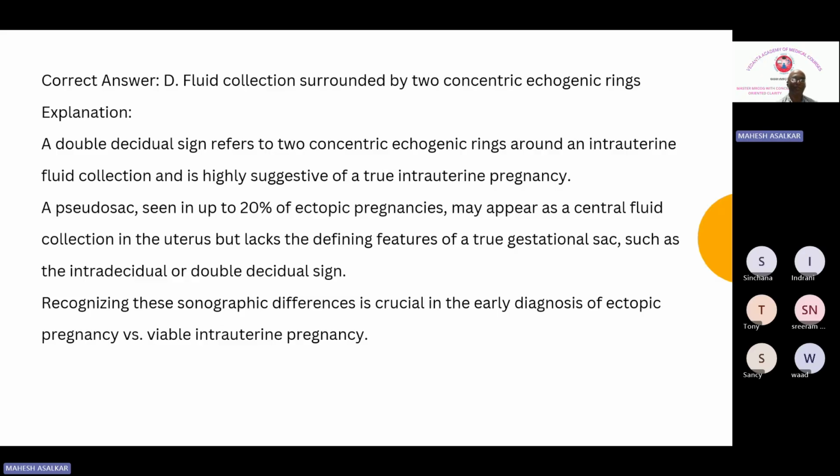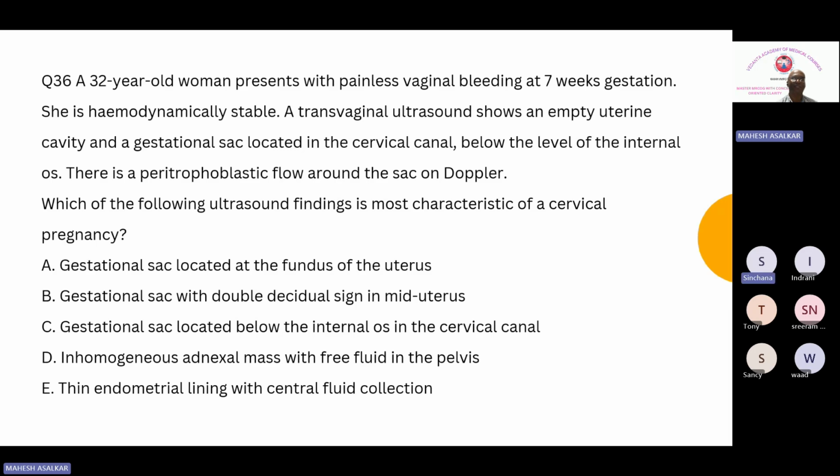So they are very fond of asking these ultrasound related questions. Okay, go ahead with the next one. A 32-year-old woman presents with painless vaginal bleeding at 7 weeks gestation. She is hemodynamically stable. A transvaginal ultrasound shows an empty uterine cavity and a G-sac located in the cervical canal below the level of the internal os. There is peritrophoblastic flow around the sac on Doppler. Which of the following ultrasound findings is most characteristic of cervical pregnancy?